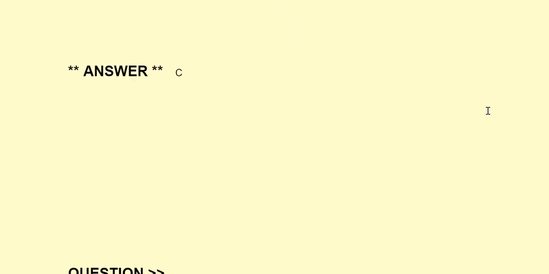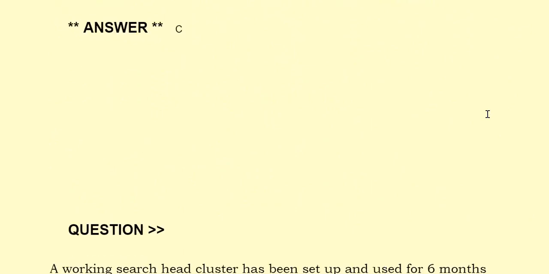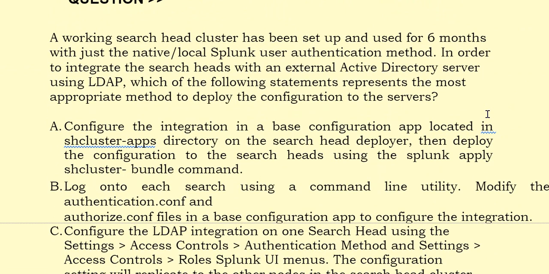The correct answer is option C. Our next question is, a working search head cluster has been set up and used for 6 months with just the native local Splunk user authentication method. In order to integrate the search heads with the external Active Directory server using LDAP, which of the following statements represents the most appropriate method to deploy the configuration to the servers?